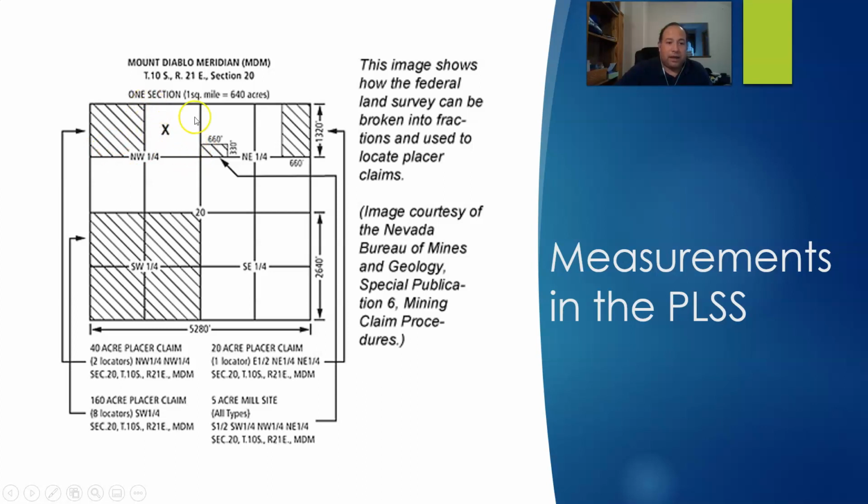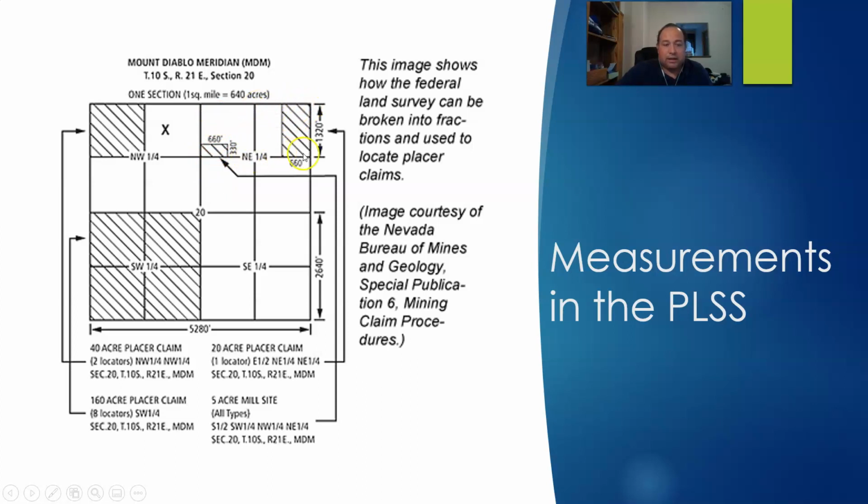So I know this whole thing is 640 acres. If we just focus on this X right here, this is 640 for the whole thing. If I go to this quarter of that, that's 160. If I go to that quarter again, that's going to be 40. If I quarter it off again, that's going to be 10. And if I quarter it off again, that's 2.5 acres. So that X is on a 2.5 acre area.